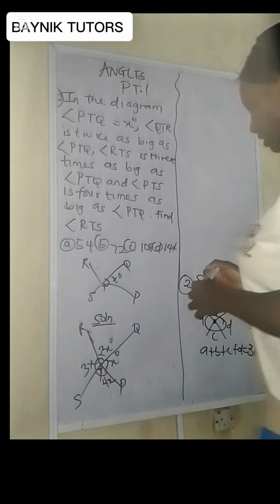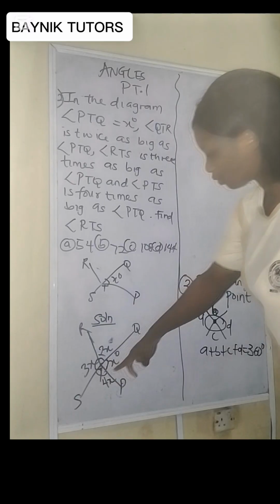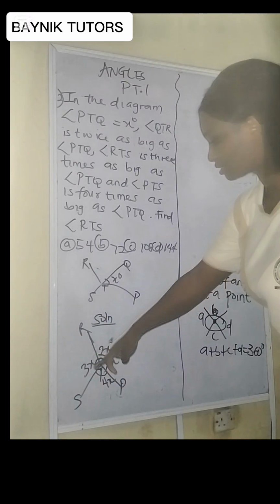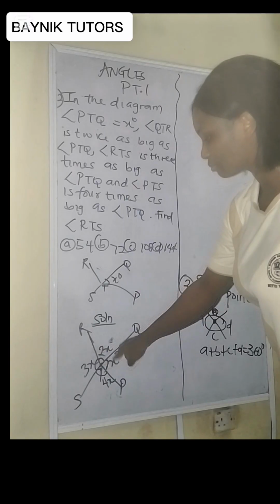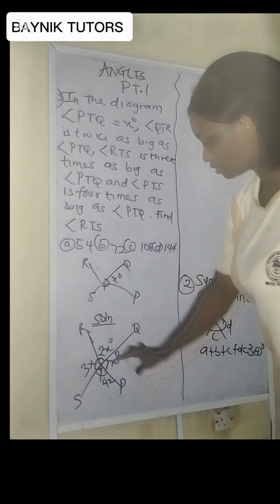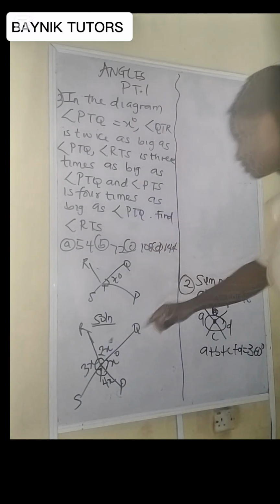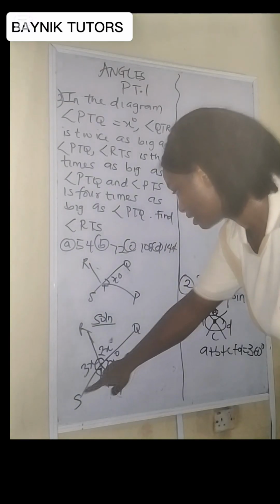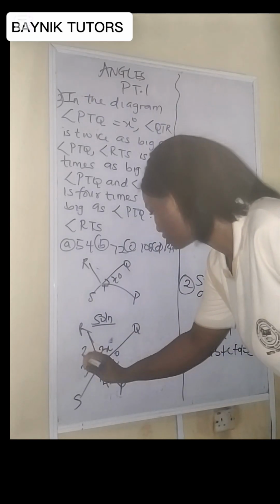So now look at this very well. It's looking like what? This is sum of angles at a point. You get it now? There's no straight line. Even if there's a straight line, you just have to go round. Okay, so now let's solve this question. We have to find RTS, which is this 3x. So this 3x is what we are looking for.